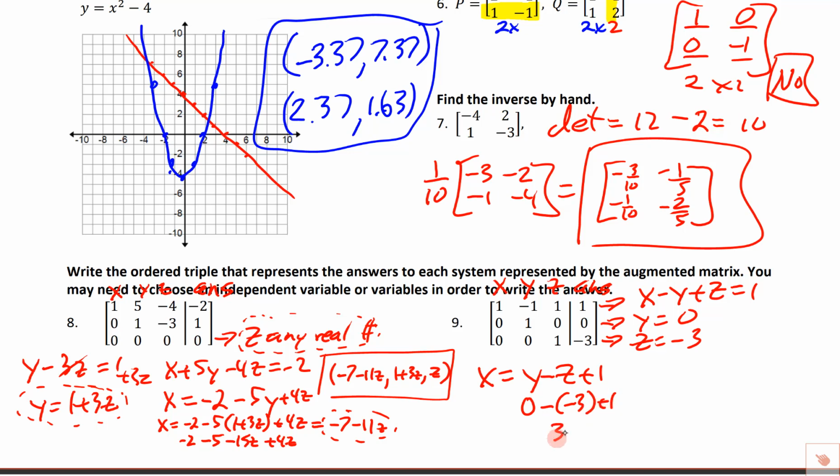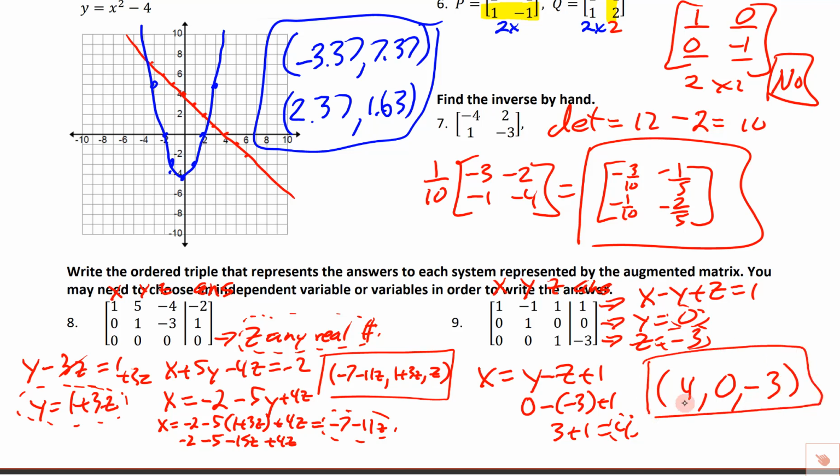We end up with, that's a 3 plus 1, so we end up with a 4. So the values that we need are right here. We've got x, y, and z for each one of these. So this is going to be, let's see, we've got a 4, comma, 0, comma, negative 3. Let's close this off, and that's our answer on that one.